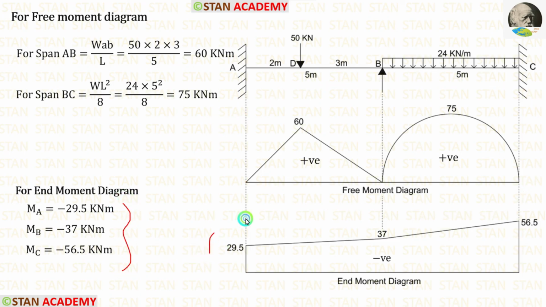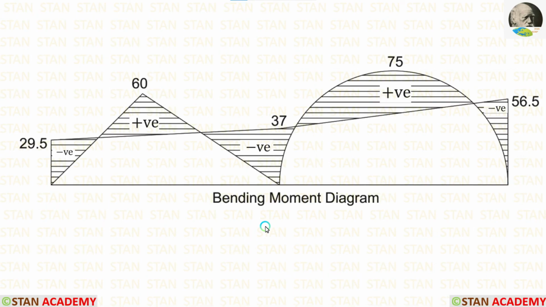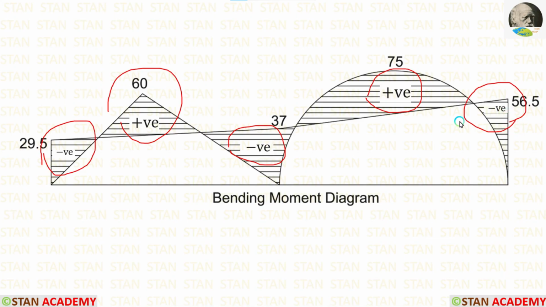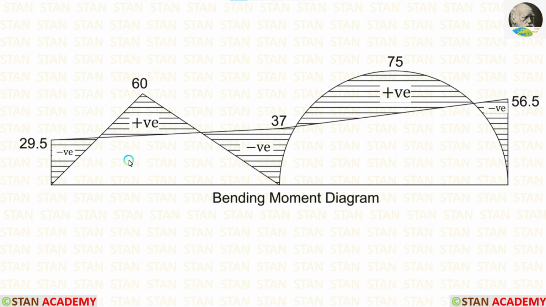Using the end moments, we can make the end moment diagram. Now, let us combine the free moment diagram and end moment diagram to make the bending moment diagram. You can see that I have combined both of the diagrams. Wherever they are acting alone without mingling with one another, we have to mark the values with the sign. Here the end moment diagram is coming alone. Here the free moment diagram, then end moment diagram, then free moment diagram, finally the end moment diagram. Wherever they are together, we are not marking anything. We just keep the space empty.